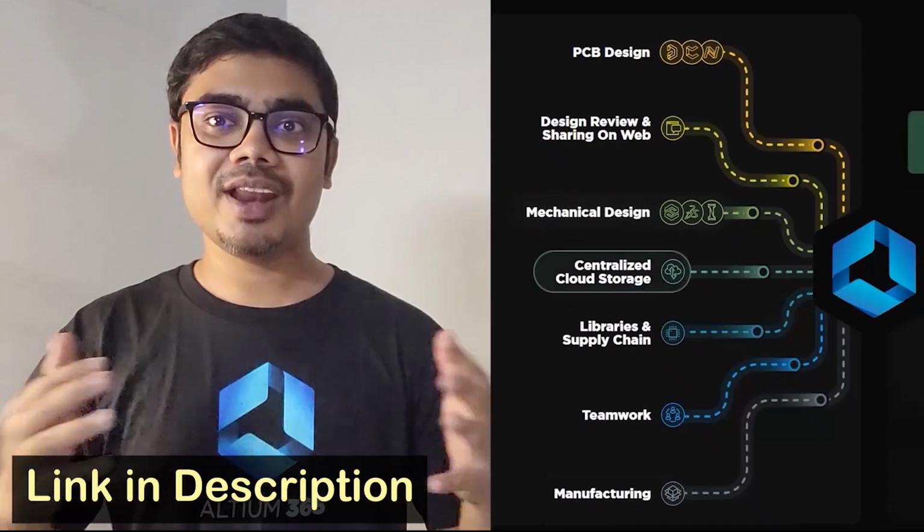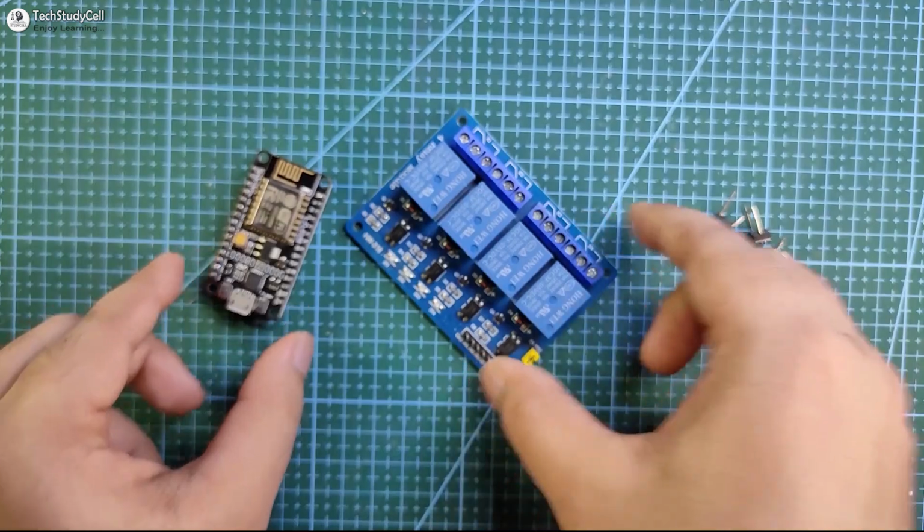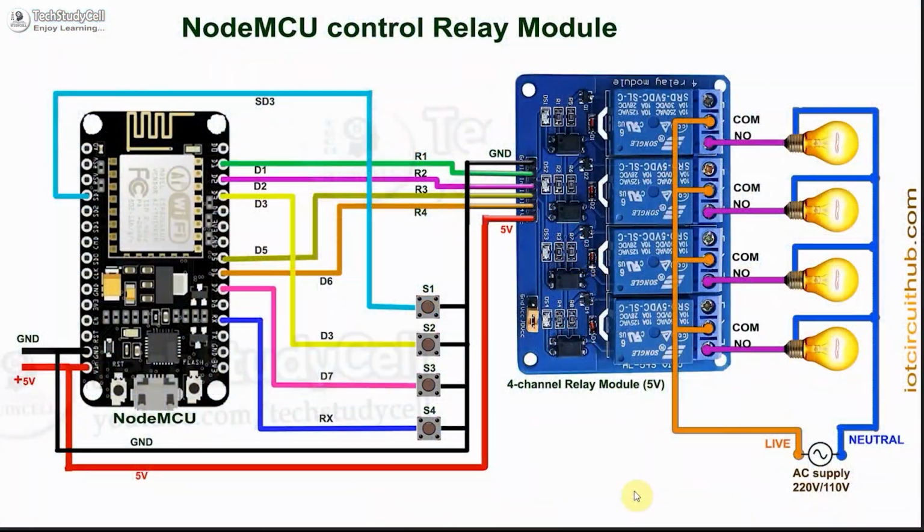To make this project, you just need a NodeMCU, relay module and some push buttons. Then connect all the components as per this circuit diagram. The circuit is very simple. These push buttons are connected across the GPIO pins and the ground. And here I have used active low relay module. So to turn on the relay, you have to give low signal to the respective control pin.